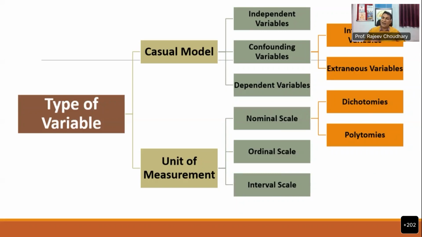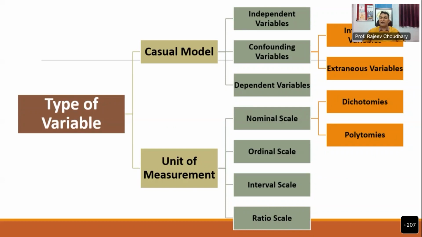Interval scale means having the same intervals in between but no fixed zero. There is a long list of psychological variables: aggression, anxiety, stress, depression. We measure them on an interval scale. And the last type of variable on the basis of unit of measurement is the ratio scale. The difference between ratio and interval scale is that it has the same intervals in between but has a fixed zero. For example, height, weight.